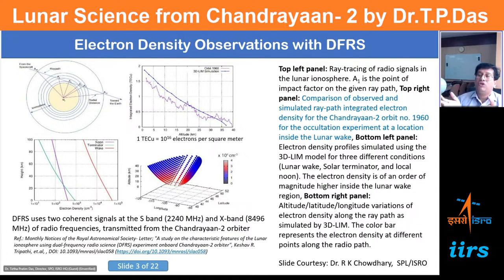So this slide tells about the observations which have come out from Chandrayaan-2 and also the kinds of simulation our colleagues have done. So the message here is, if any one of you are interested to know more about this or to be a part of this project, want to use the 3D LIM model, you can contact the Space Physics Lab, Vikram Sarabhai Space Center, who is the custodian of this 3D LIM model. The data of the occultation, anyway, you can always get from the Indian Space Science Data Center, which I spoke about day before yesterday, and there will be a lecture also.